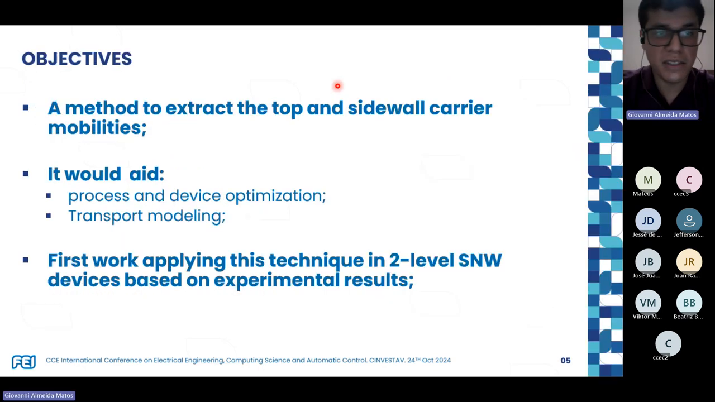The objective of this work is to present a method to extract the top and the sidewall carrier mobility. This is important because it would aid process and device optimization, and it will also help to understand and model the transport of the carrier in these planes. To the best of our knowledge, this is the first work applying this technique in a two-level stacked nanowire device based on experimental results.